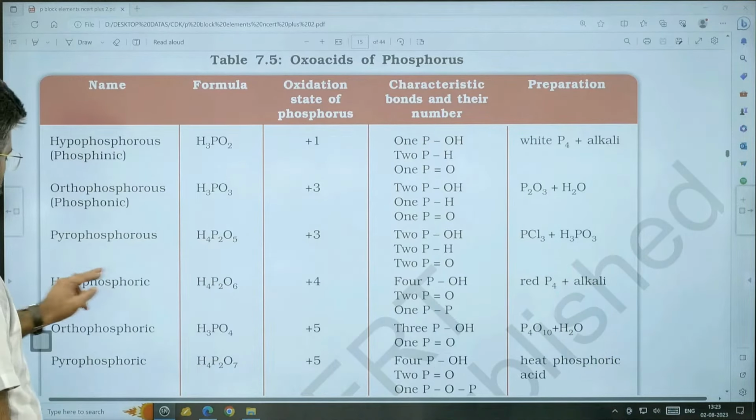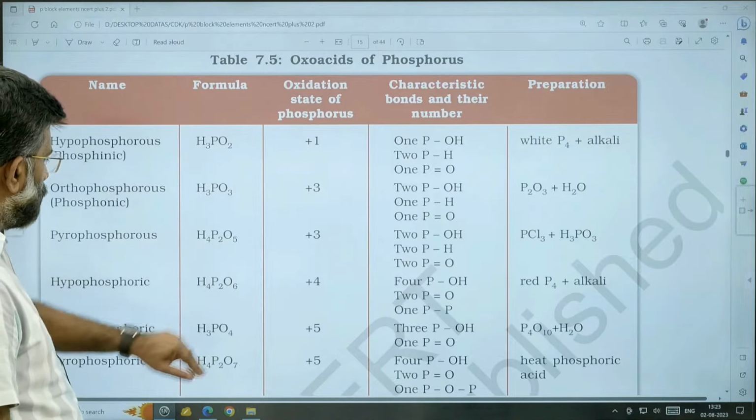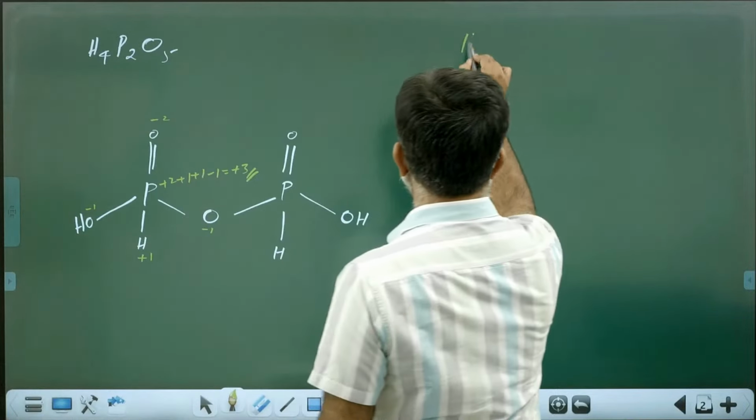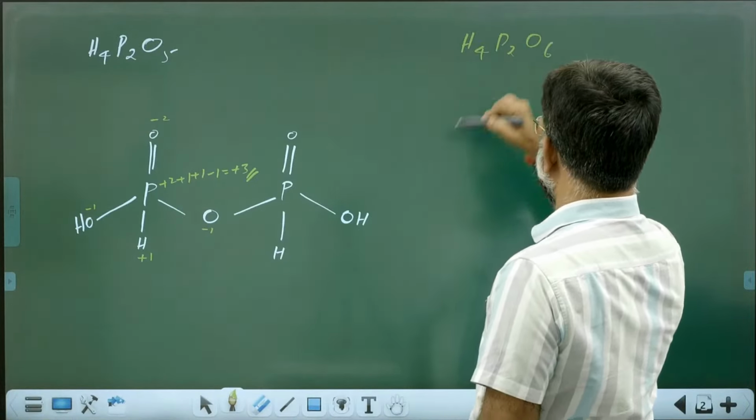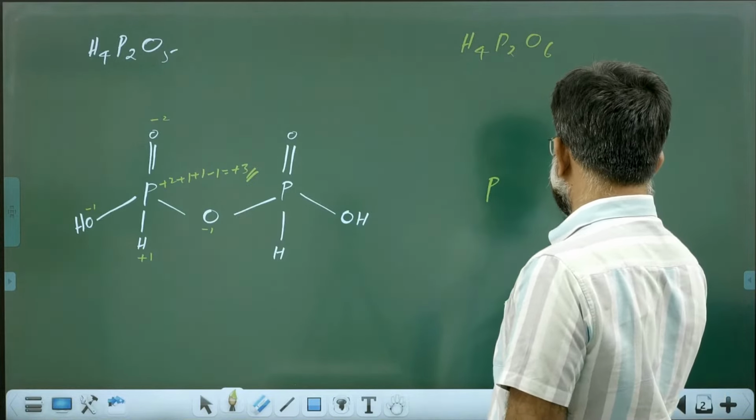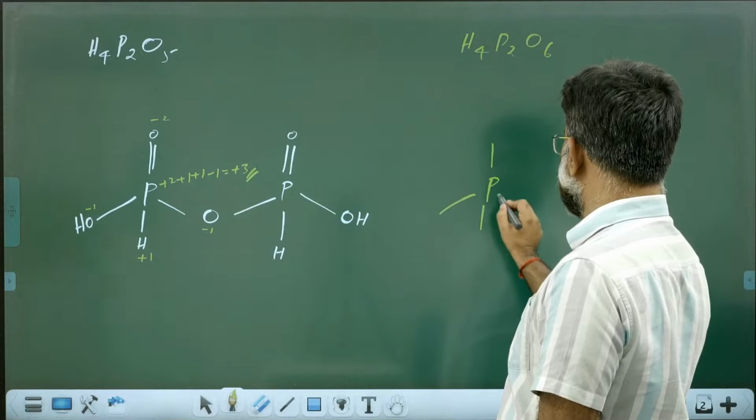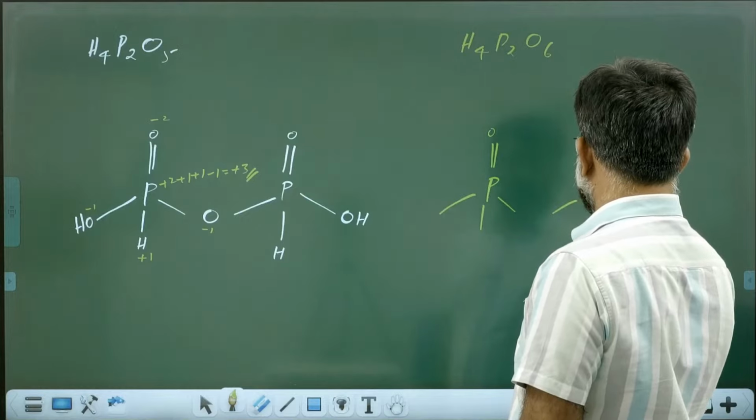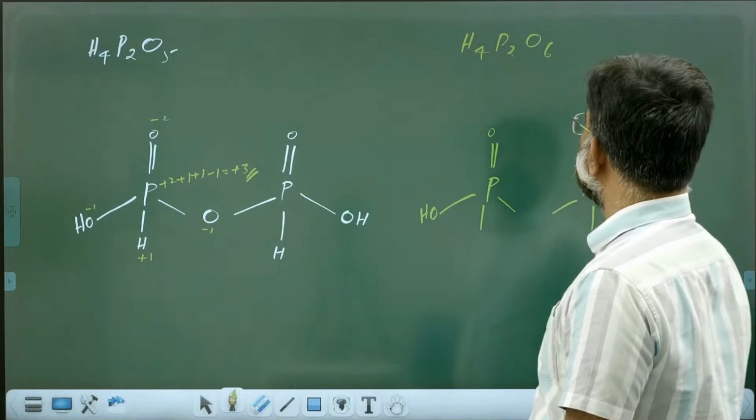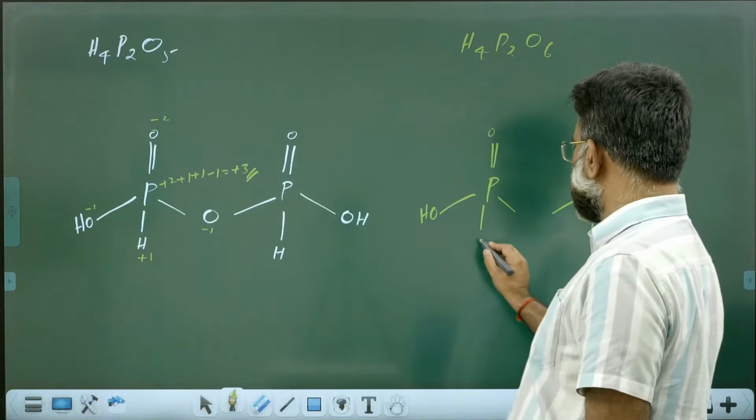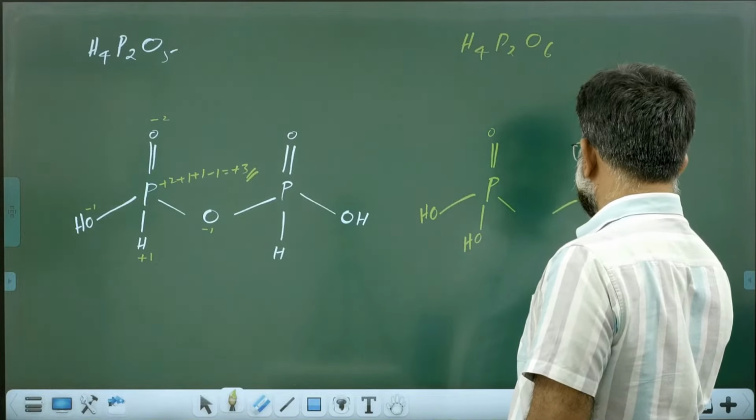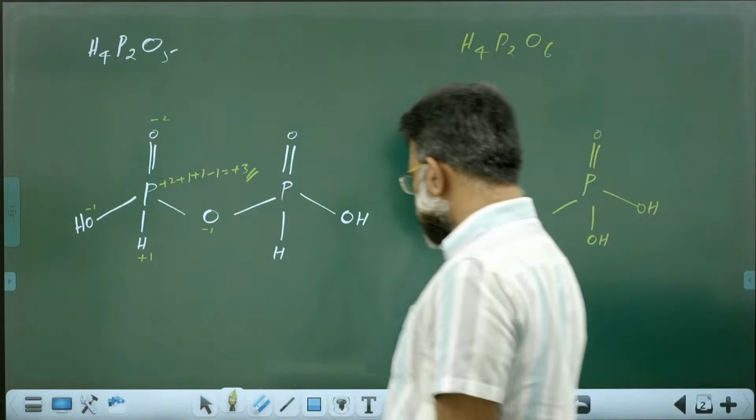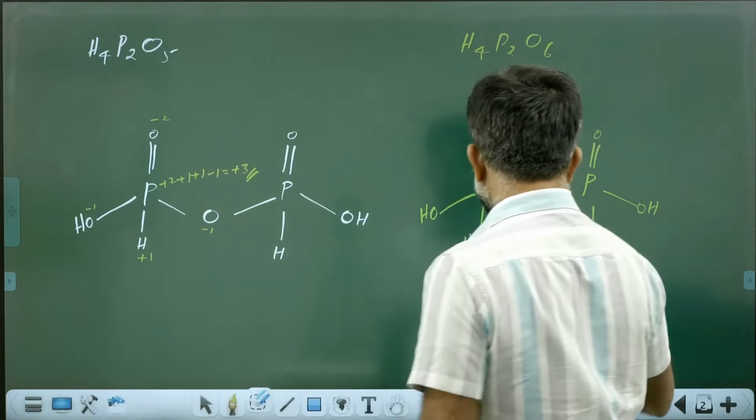Next is hypophosphoric acid, H4P2O6. How can you draw? What can be done? Phosphorus, 1, 2, 3, 4, 1, 2, 3, 4 like this. PO double bond, OH group. Sufficient oxygen present, so I am giving one more OH group. Now hydrogen over, oxygen over, everything over, one bond is remaining there. So what I am doing is just connecting the 2 phosphorus.